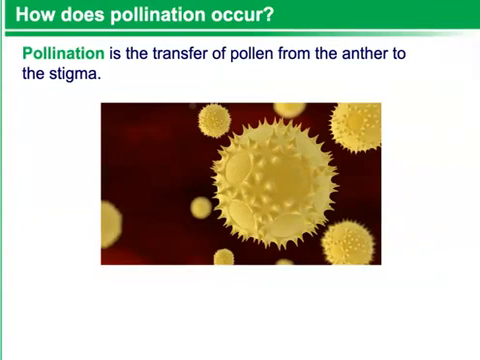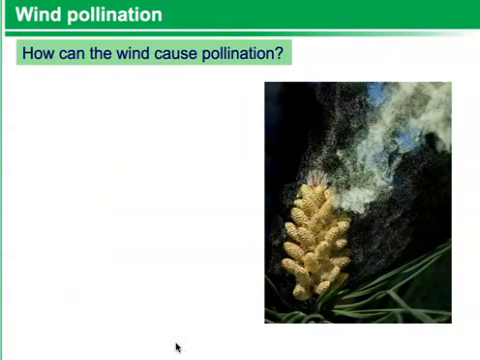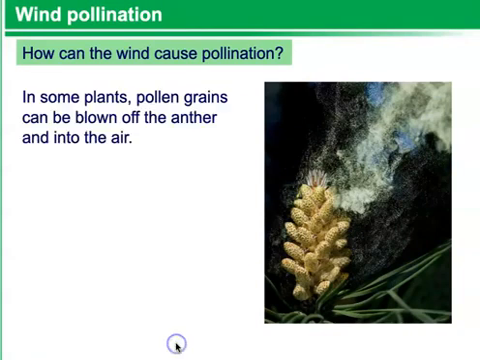So how does pollination occur? Pollination is the transfer of pollen from the anther to the stigma. Pollination can be caused by insects and by wind. How can wind pollinate plants?